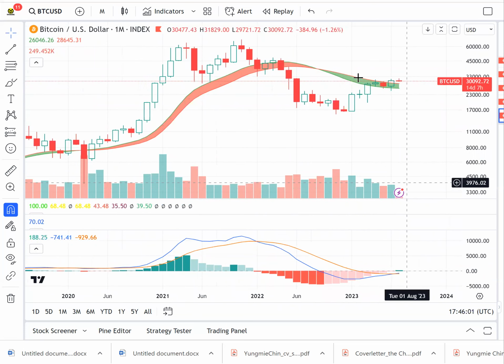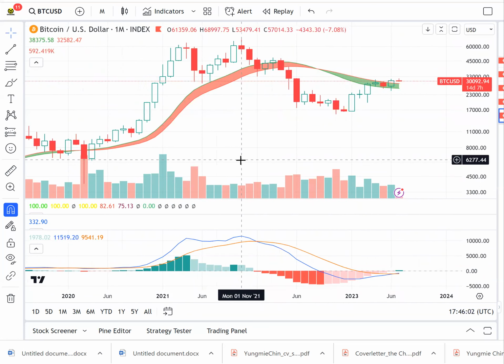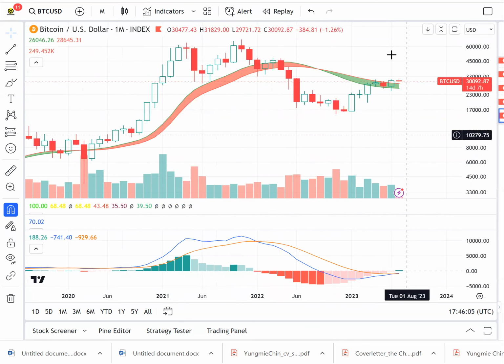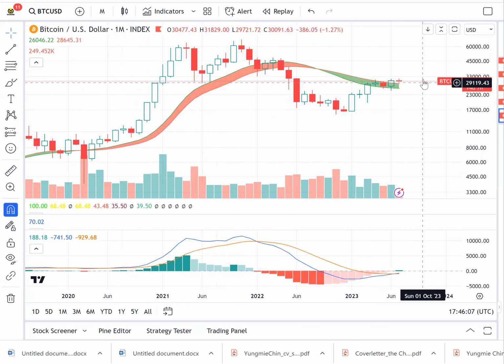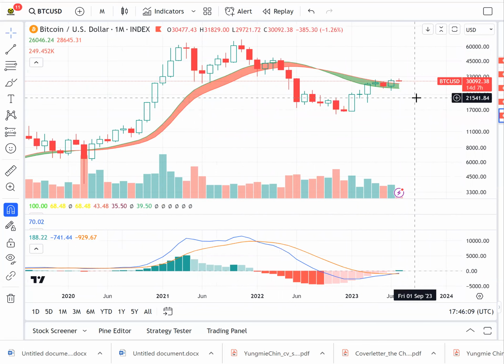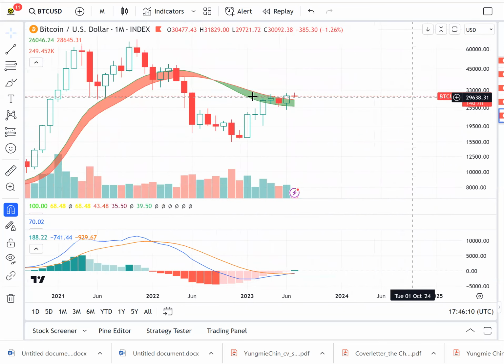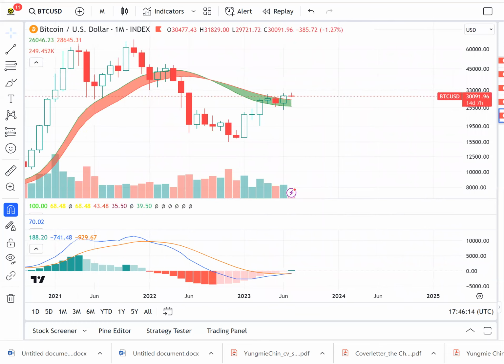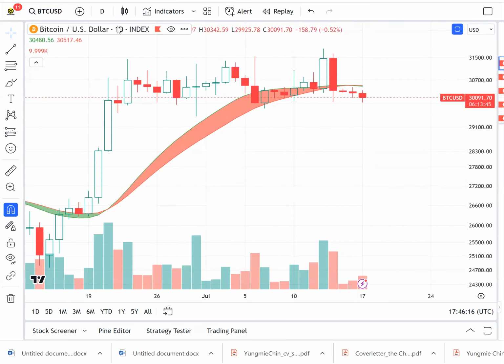What is going on? Okay, so this one you definitely need to take a look. This is our monthly chart. So yeah, we need to wait for the red zone to happen to confirm. Okay, it's not yet happened. So the next chart I want to show is our daily chart.